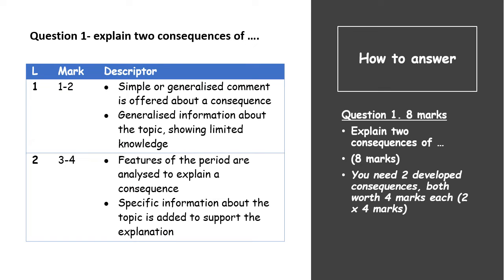So question 1, explain 2 consequences. For this question, you need to develop consequences. Each consequence is worth 4 marks, so it's almost worth you thinking of this as 2 4-mark questions, both about the same things. You end up in level 1 if you give simple or generalized comment about a consequence. To reach level 2, so to get 3 or 4 marks, you need to identify a consequence, and then you need to give specific information about it to support your explanation.